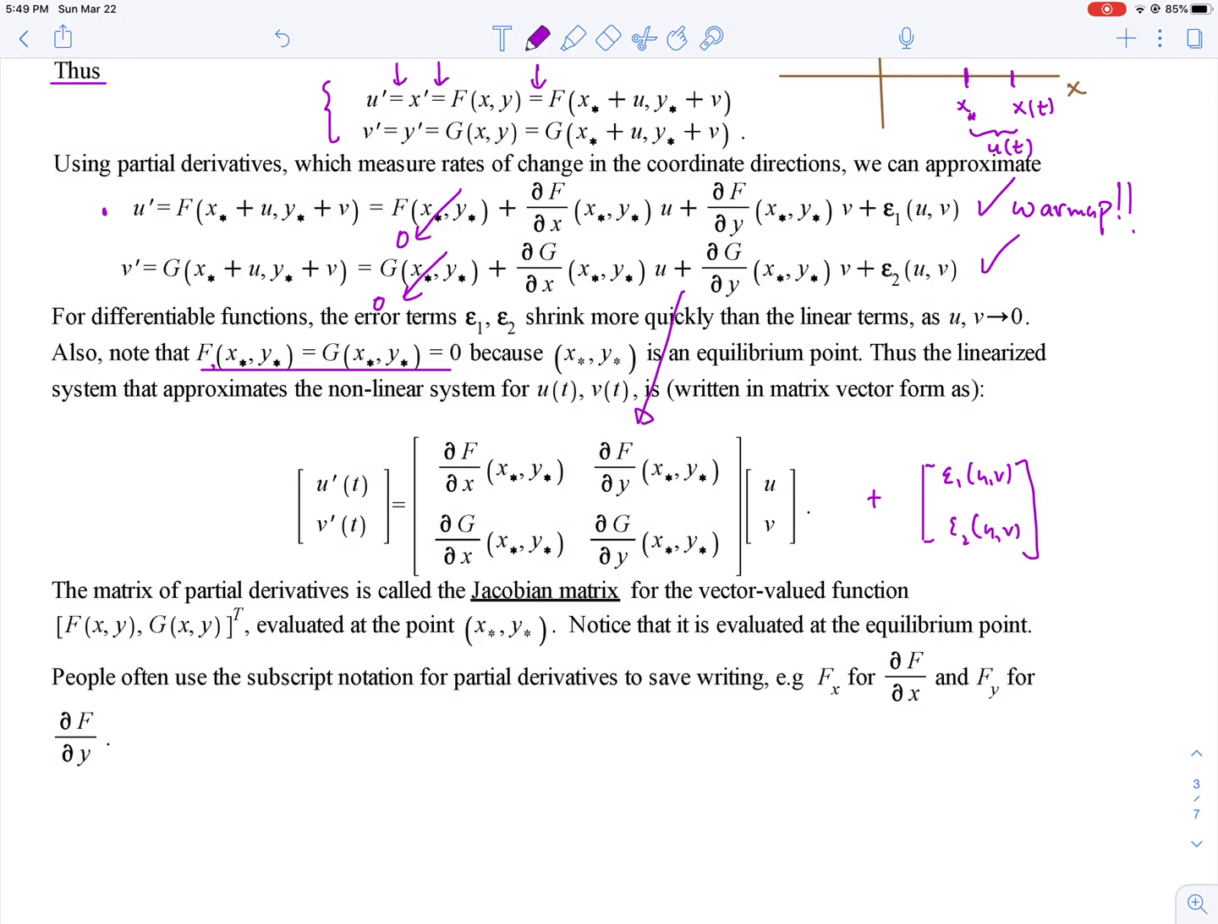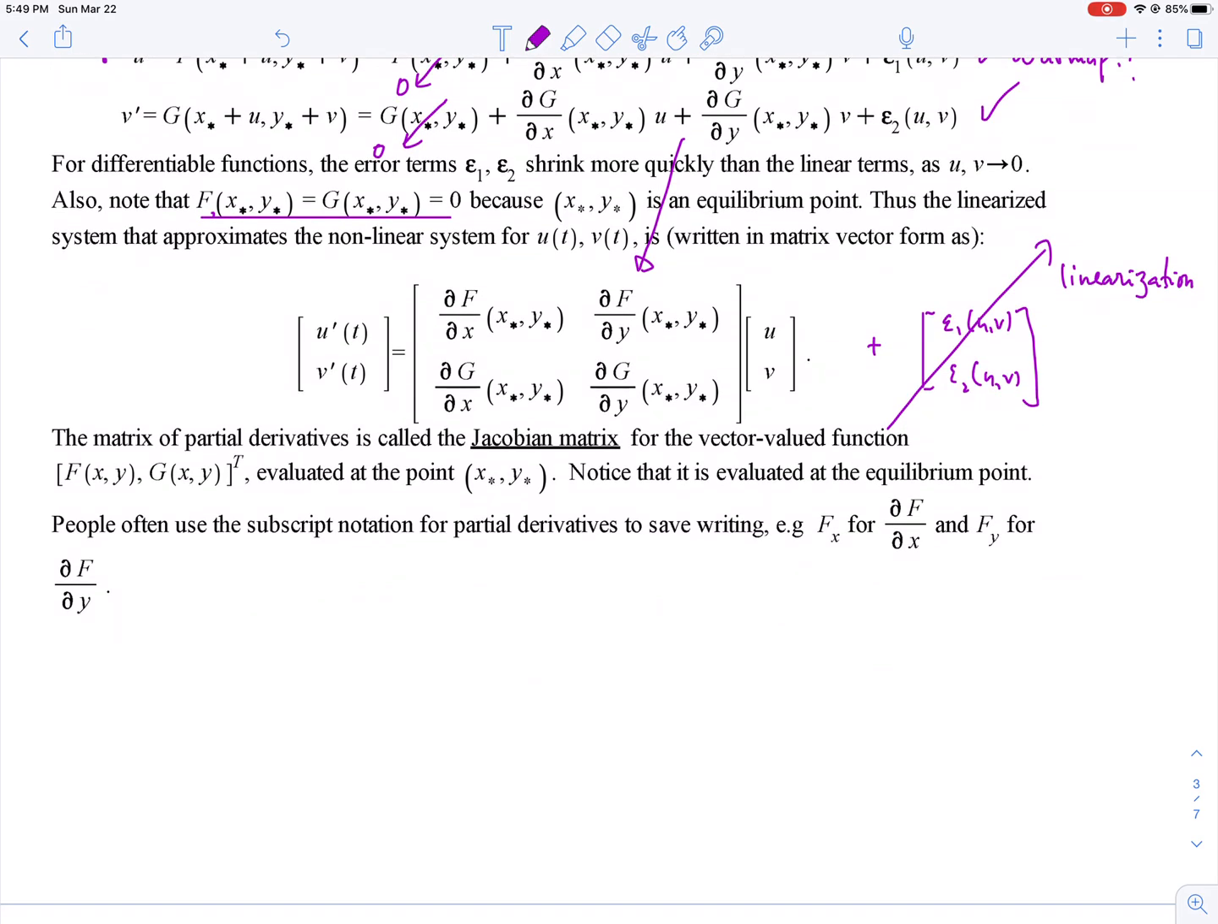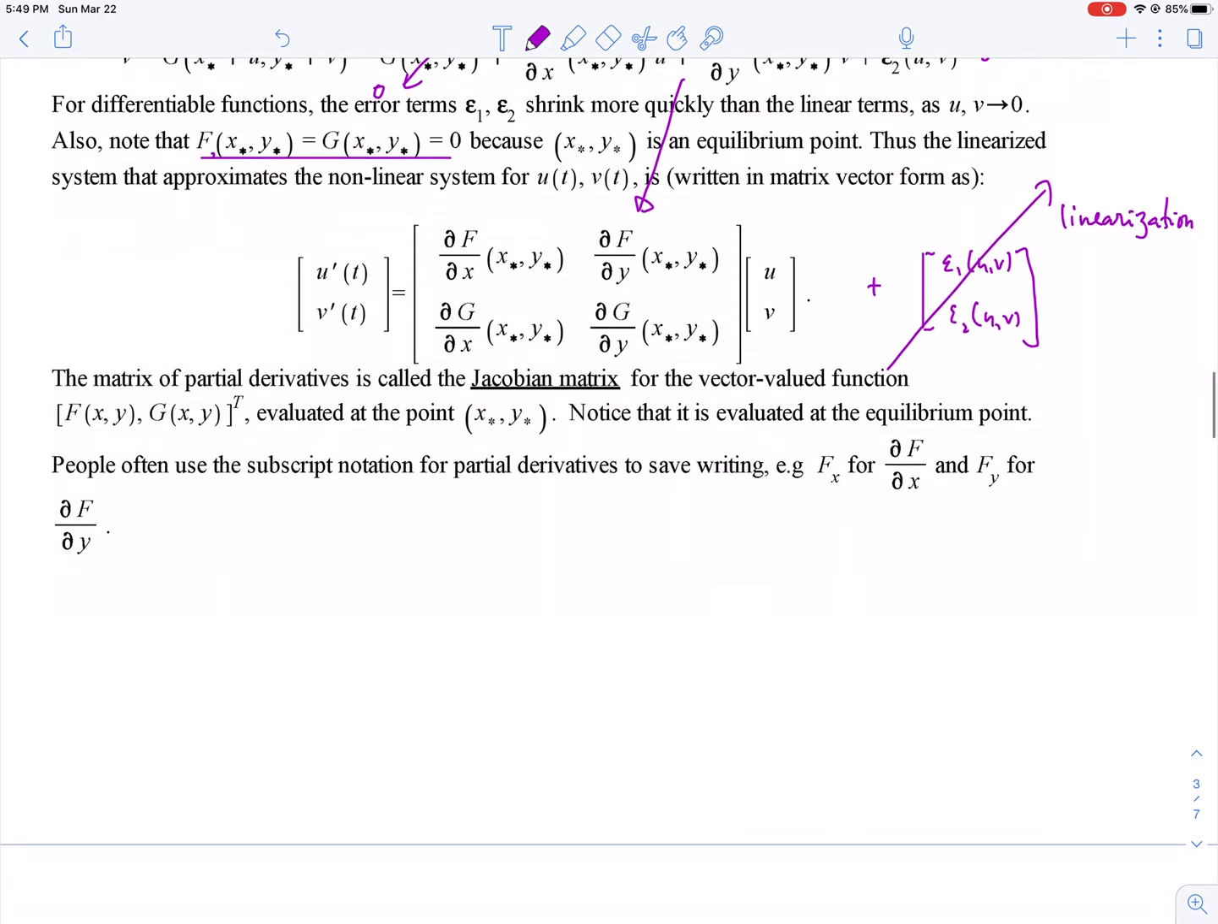But because I don't know how to deal with those nonlinear terms, I just assume that I've started close enough to x star, y star, so that u and v are small enough so that I can throw these away. And that's the process of linearization. And I'll look at the solutions to the linear system of DEs and use that to approximate the solution to the nonlinear ones.